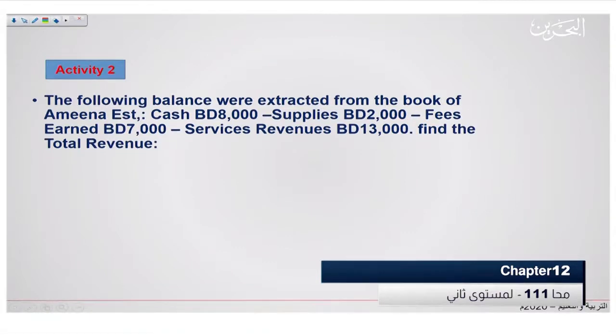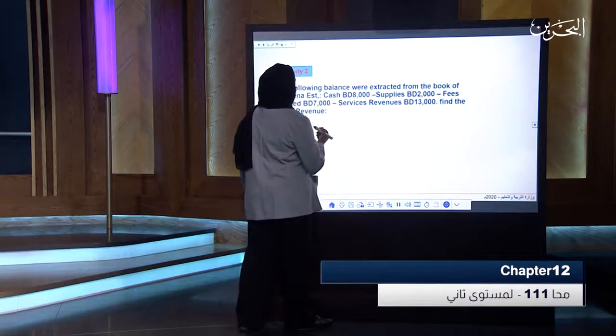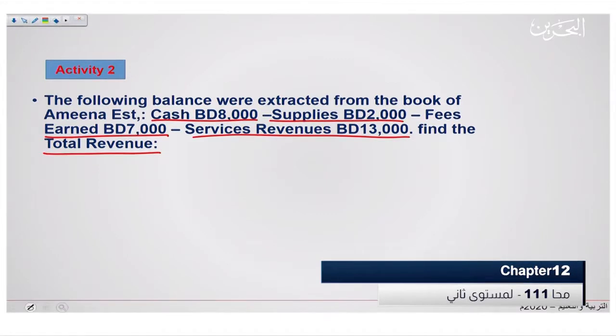Next activity is mixing assets with revenues, but what they want is the total revenue. So we will read it all together. Following balances were extracted from the book of Amina. We have cash 8,000 BD, supplies 2,000, fees earned 7,000, service revenue 13,000, and they want us to find the total revenue.